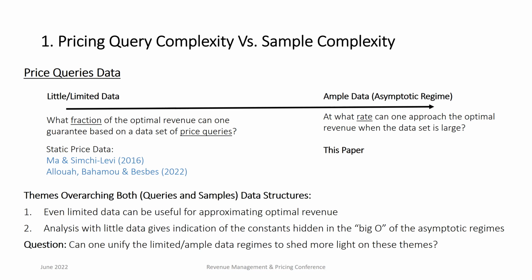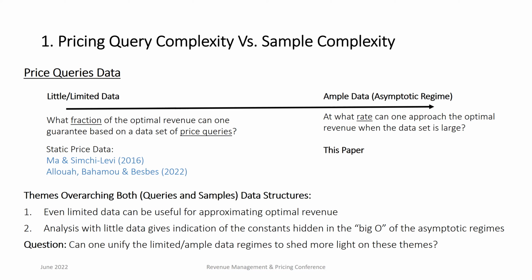So both data structures are very different, obviously, but still there are themes that overarch both data structures of queries and samples. And these are the two main themes. First of all, even limited data can be useful to approximate the optimal revenue. And the second theme is that analysis with little data often gives us an indication of the constants that are hidden under the big O in the asymptotic regime.